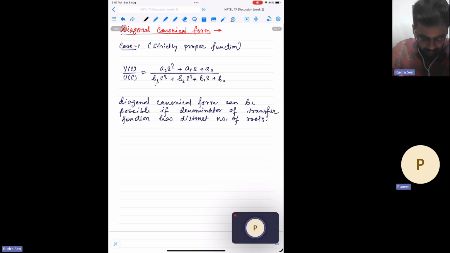The other form is the Jordan canonical form. In the Jordan canonical form, the roots are multiple, not distinct.